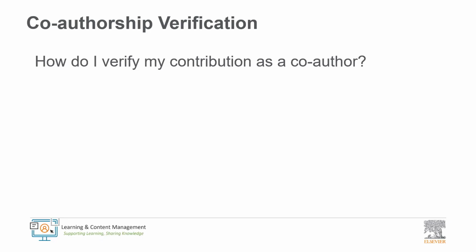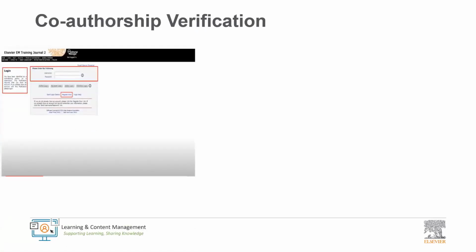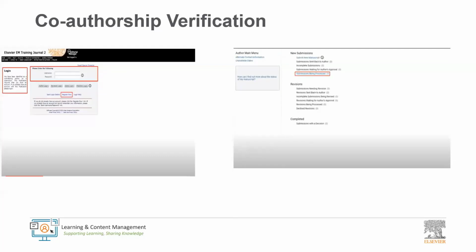So a request to verify may be for a new submission or a revised submission. So the journal will send co-authors an email notification, as you could see from here, which includes deep links to verify co-authorship. Some journals will ask you to also register or log in to confirm your co-authorship, which will also allow you to view the status of the submission on the author main menu, in the folder submission being processed, depending on the journal configuration. So you may also receive up to 2 reminders to verify your co-authorship.